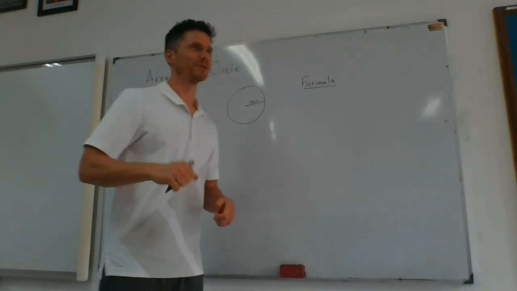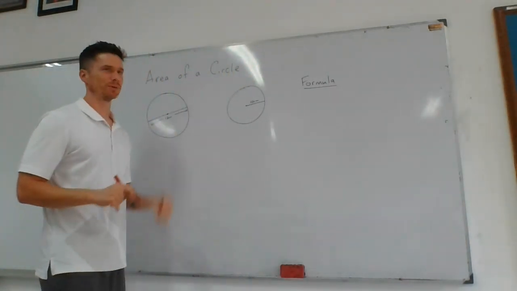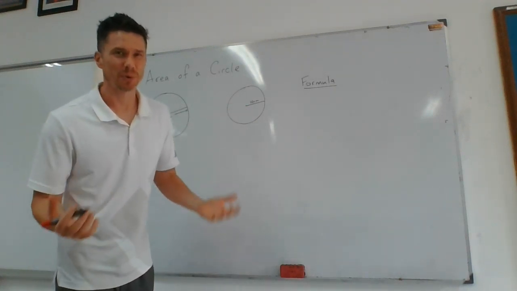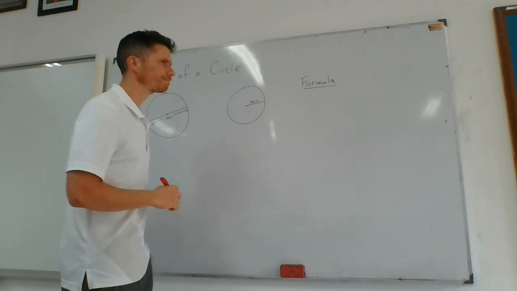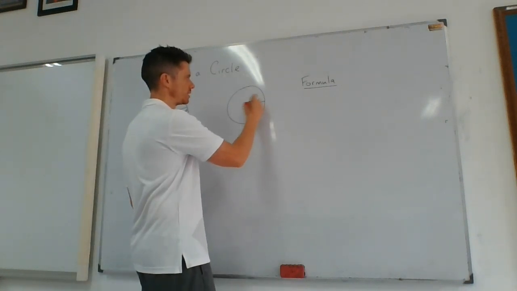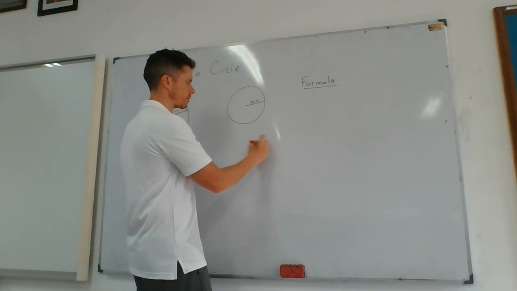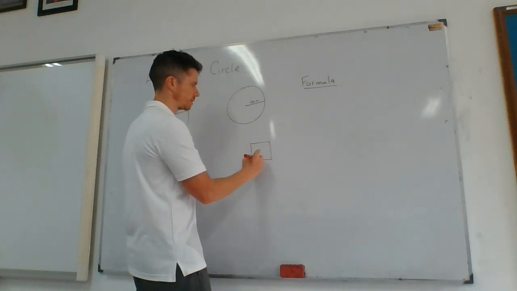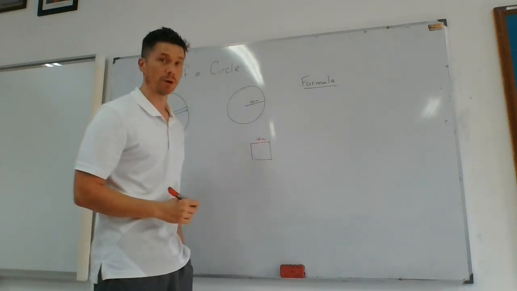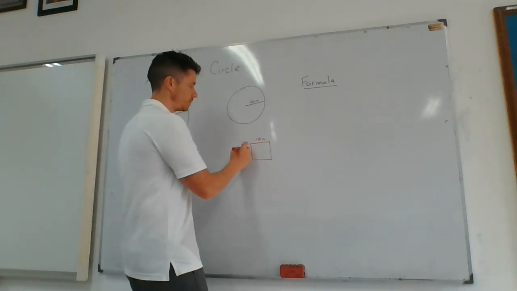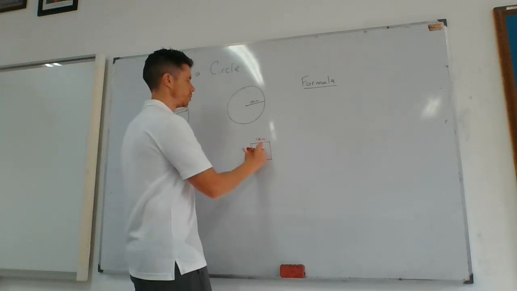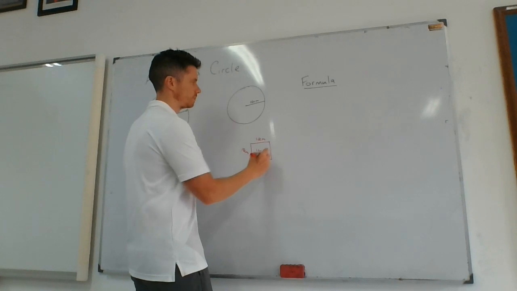Alright, let's go. We're dealing with area of circle. Here's the circle. How do I get the area? Well, if I had, so this is a radius 10 centimeters. If I just had a box of 10 centimeters, something like this, what would be the area of that box? Well, it'd be 10 times 10, presuming it's a square. So that would be 100 centimeters squared.